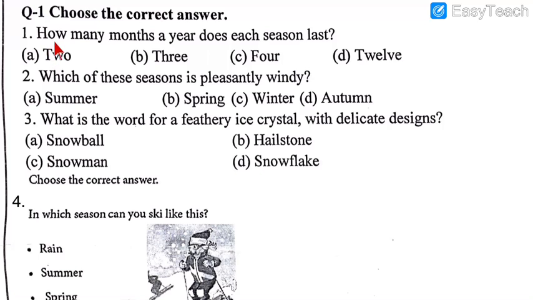Number 1. How many months a year does each season last? How many months a year does each season last? 2, 3, 4 or 12? For how many months is each season there in India? Your time starts now.